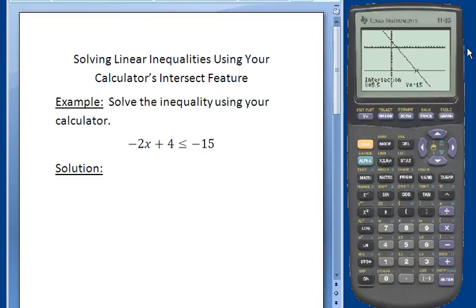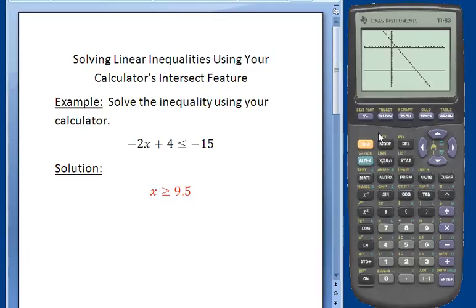In fact, if we move our cursor, we could even trace and follow along, and you can see all these x values. The y values are less than negative 15, and the x values are greater than 9.5. So our answer is actually going to be x is greater than or equal to 9.5. And let's put that on our slide.